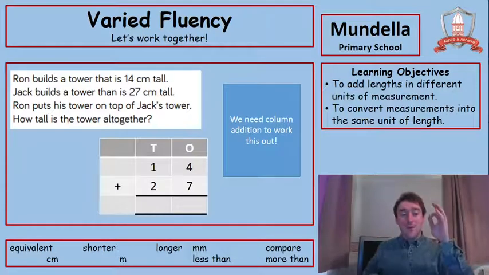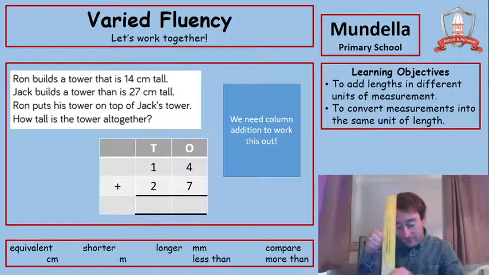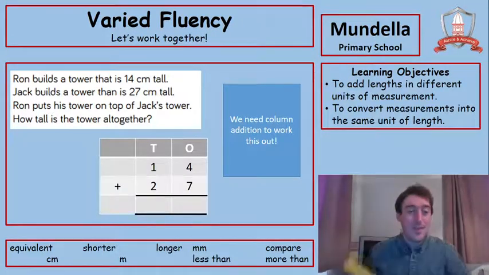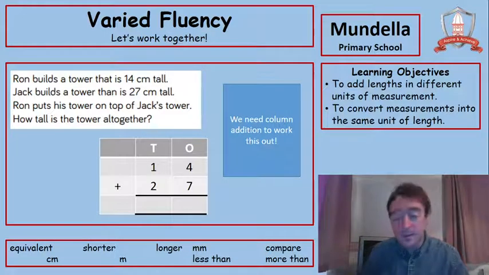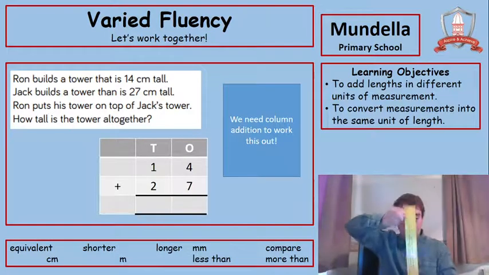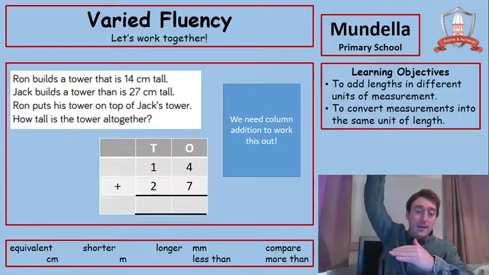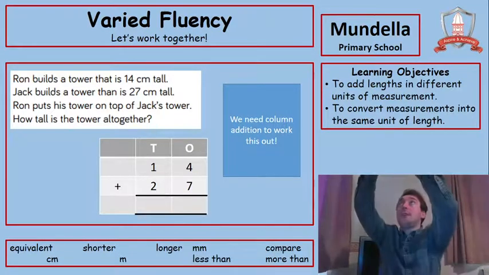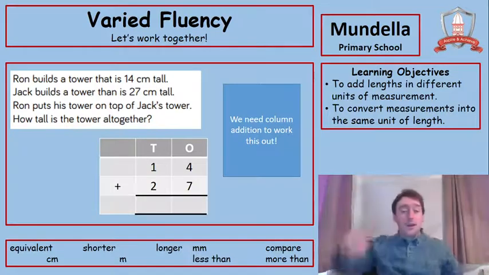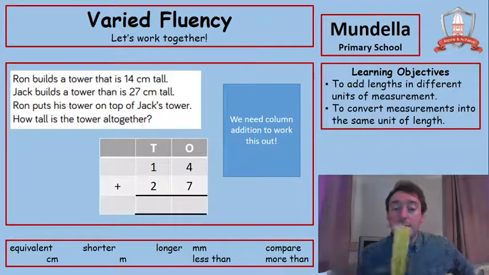It says Ron builds a tower that is 14 centimetres tall. Jack builds a tower that is 27 centimetres tall, which is that much. Okay? Ron puts his tower on top of Jack's tower. So how tall is the tower altogether now? We're going to have to work that out. And we can only do that by doing our column addition.